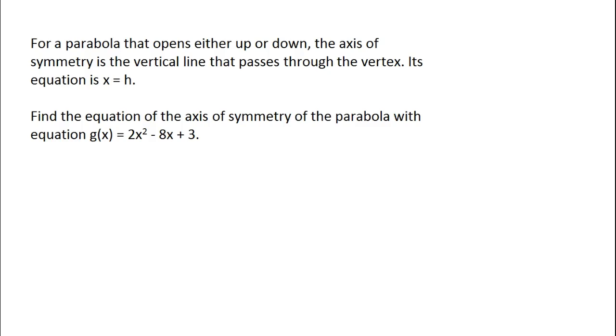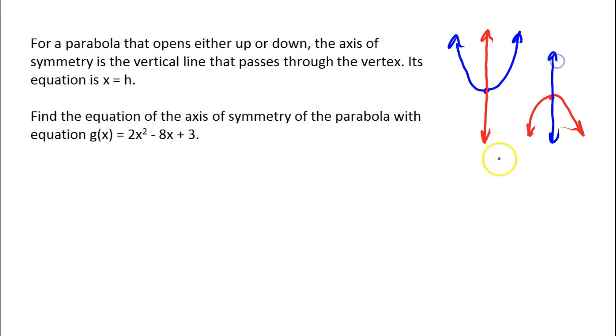Now for a parabola that opens either up or down, the axis of symmetry is the vertical line that passes through the vertex. So let's say I've got a parabola that's going like that. Then there's my vertex, and the axis of symmetry is this line that cuts it exactly in half. The same thing happens if it's opening down. My axis of symmetry is going right through the middle of it, right through the vertex.